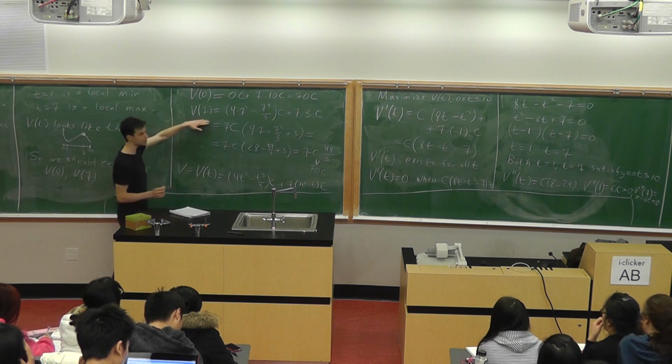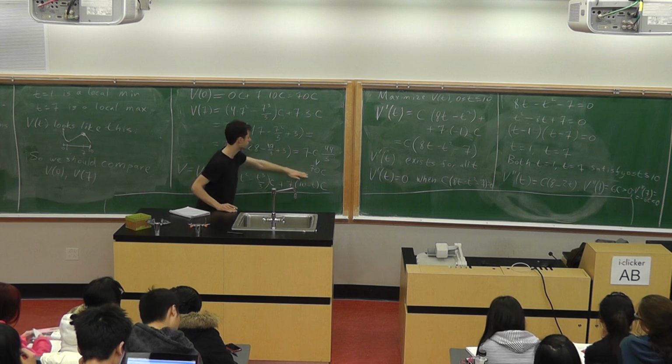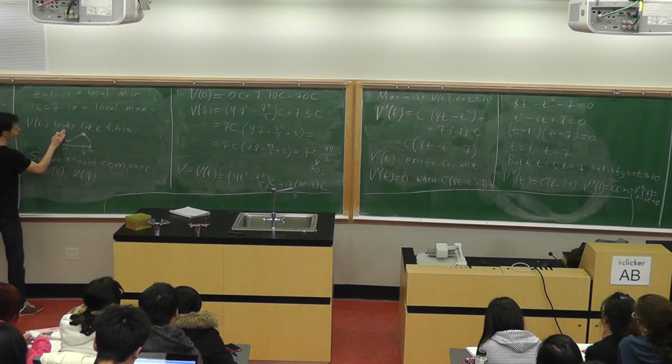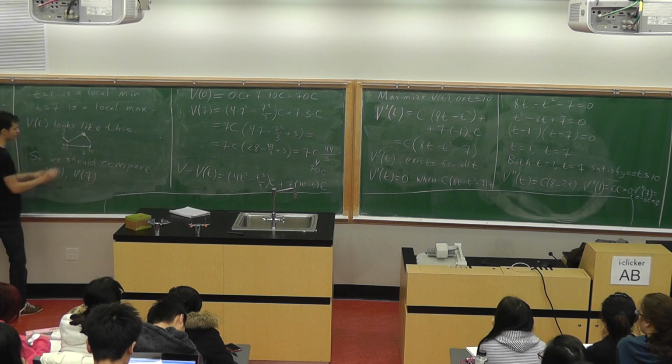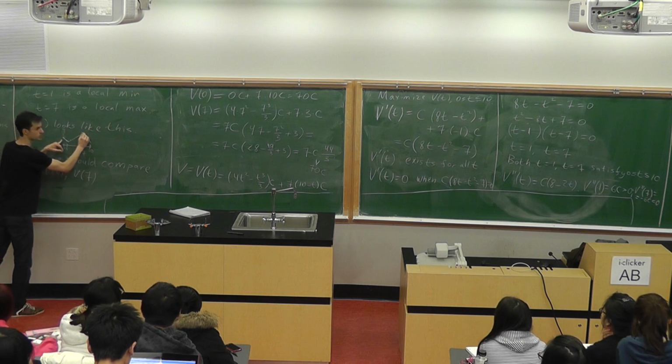So I see that this value v of 7 is larger than this one, so the actual function looks rather like this, and the actual maximum is at 7.